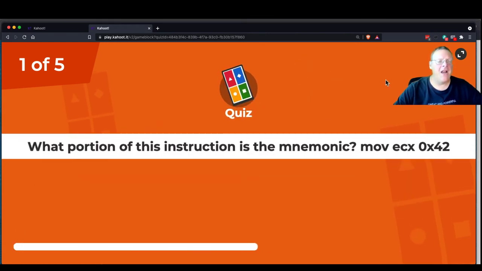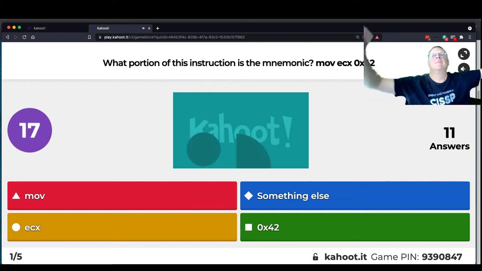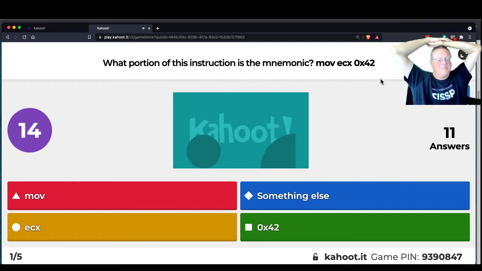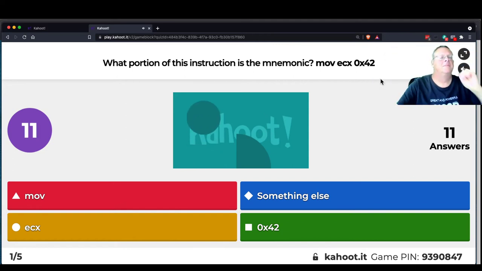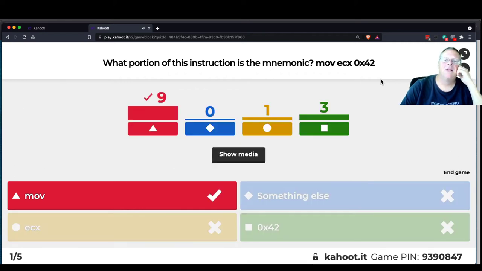All right, so what part of that instruction is the mnemonic? Move. The question up there is: Linux still safe from malware? And in practice, yes, in the sense that there is malware for Linux, but it's very rare. And you're not likely to get it by browsing the web or something. So I think in practice, it's a whole lot safer than Windows.